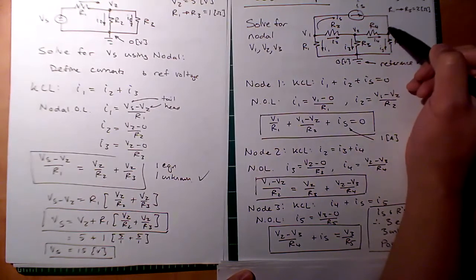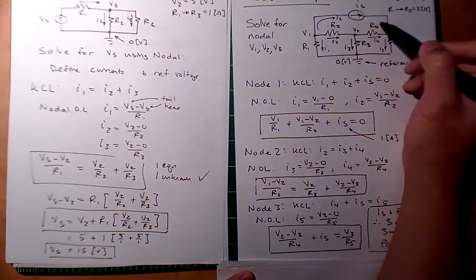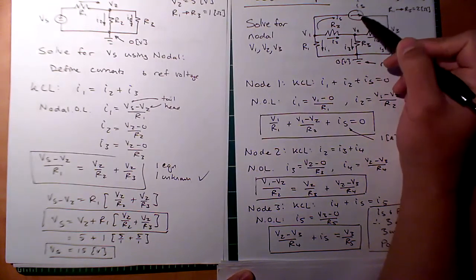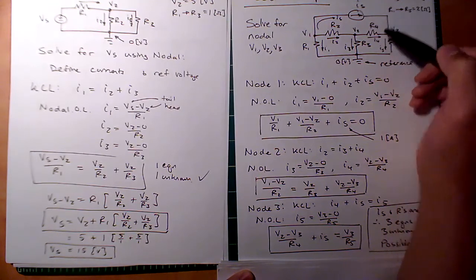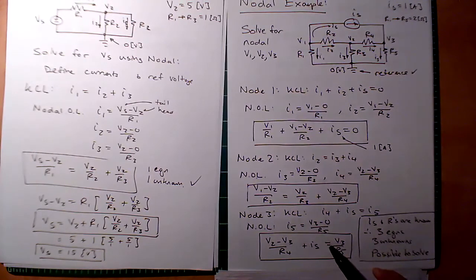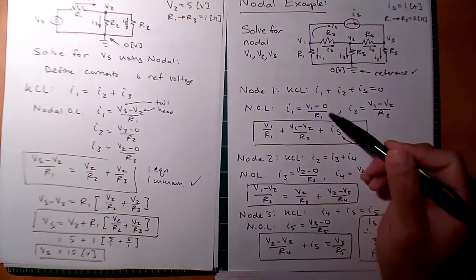Now the current here in this case is from the current source. So you don't have a nodal Ohm's law for this one, right? This is not a resistor. But you already know what the current is. It's just IS, which in this case is 1 amp, right? Okay, equals I5, which is V3 over R5. Okay, great. So you could solve this by hand.